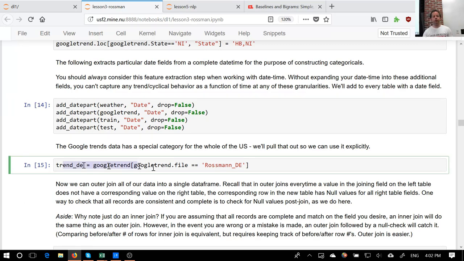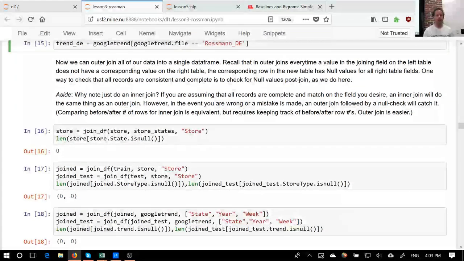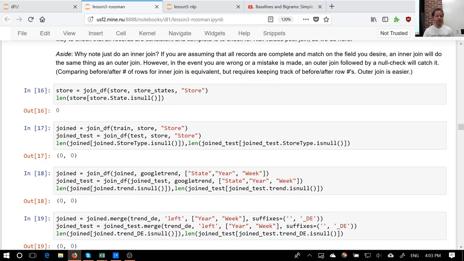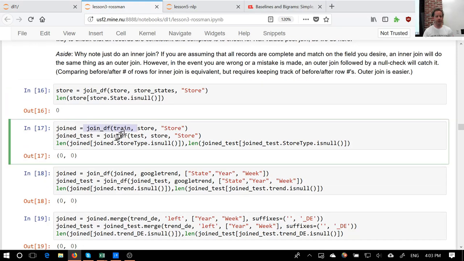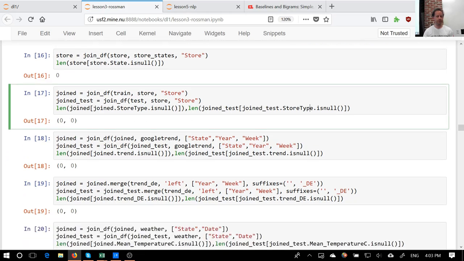In the Google Trend table, there were mainly trends by state, but there were also trends for the whole of Germany. So we put the whole of Germany ones into a separate data frame so that we can join that. So we're going to have Google Trend for this state and Google Trend for the whole of Germany. And so now we can go ahead and start joining both for the training set and for the test set, and then for both check that we don't have zeros.